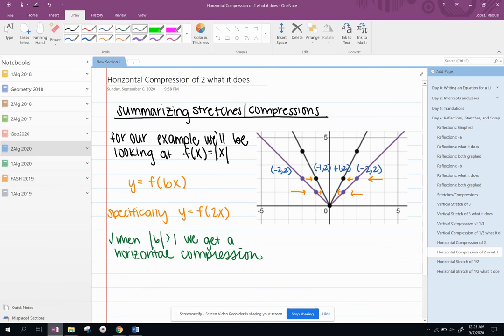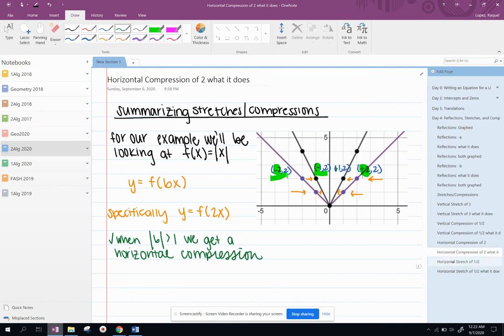Okay, so because it's inside the parentheses, your inputs are going to change. So this point, negative 2, comma 2 became negative 1, comma 2. And we can see that your y values didn't change, but your x values did. Same thing with this point on the other side. So this positive 2, I don't know why that says negative. That should say positive 2 became positive 1. So it got compressed, and you can see that by the orange arrows that are drawn in the graph.